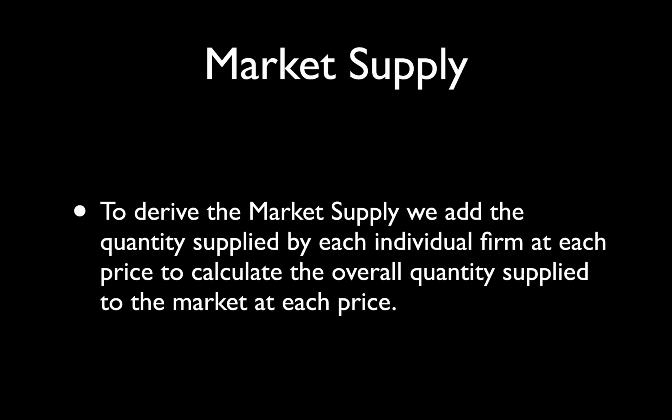And the reason why I'm saying at each price twice is because, again, and I've already said this, every firm will change its quantity supplied depending on the changes in price. So you have to understand that it's at each price for each firm, and then therefore if each firm is going to change its quantity supplied depending on what the price is, the market supply is going to change depending on what the price is.